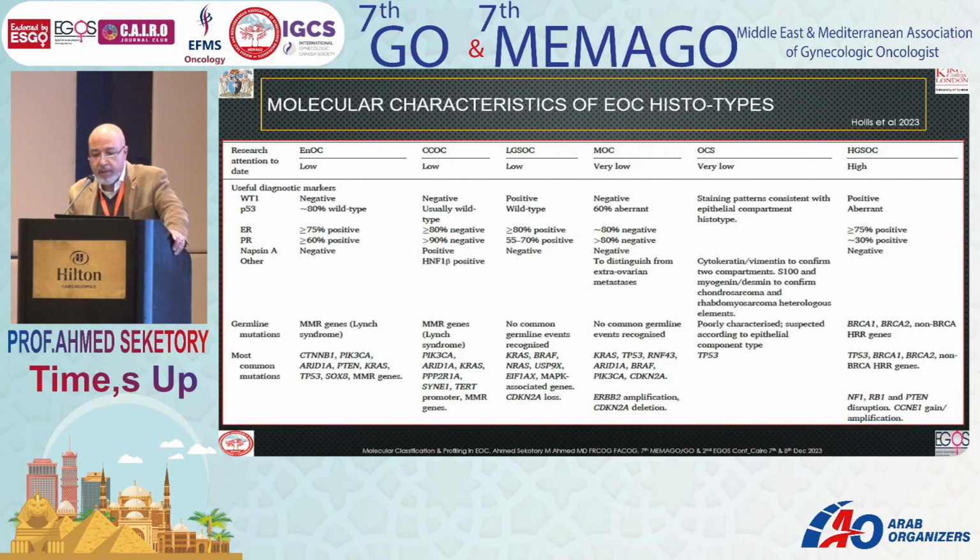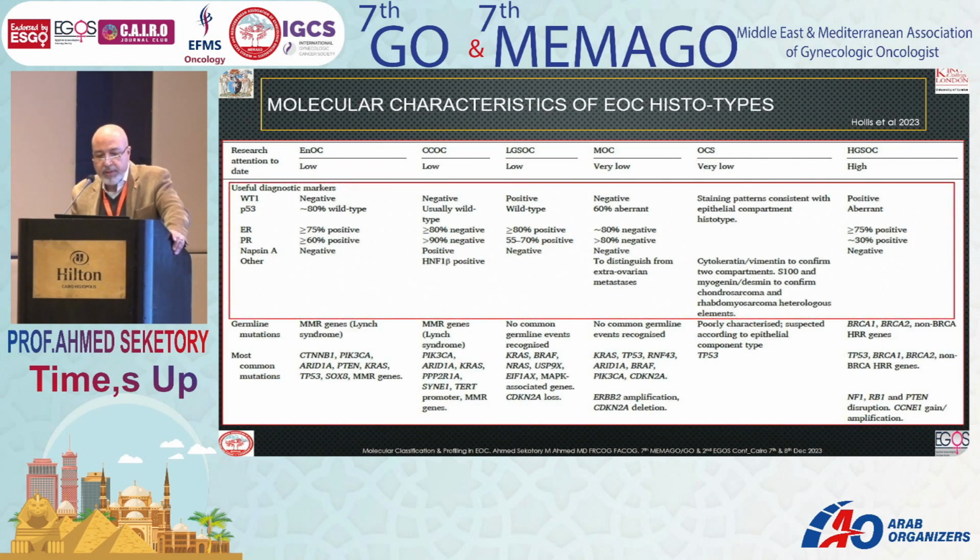I'm conscious of time and coming to the end of the presentation. These are the useful diagnostic markers. Some of the endometrioid ovarian cancers, the high grade, get mixed with the high-grade serous ovarian carcinoma. WT1 is an excellent marker to differentiate between high-grade serous ovarian carcinoma and high-grade endometrioid ovarian carcinoma, because the endometrioid is WT1 negative and the serous is WT1 positive. Also, napsin is a very good marker for the clear cell ovarian carcinomas.